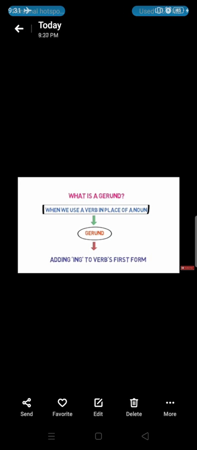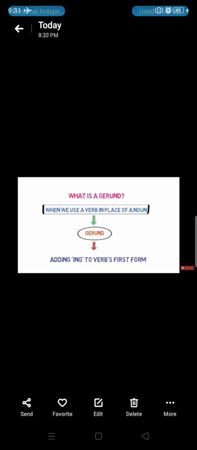What is a gerund? When we use a verb in place of a noun. So here, gerunds are those verbs which we use in place of a noun. So here how can we form gerund? We can form gerund by adding ing to verb first form.